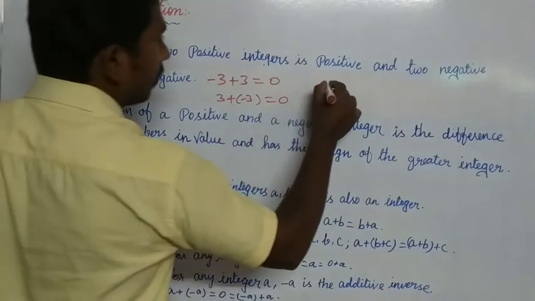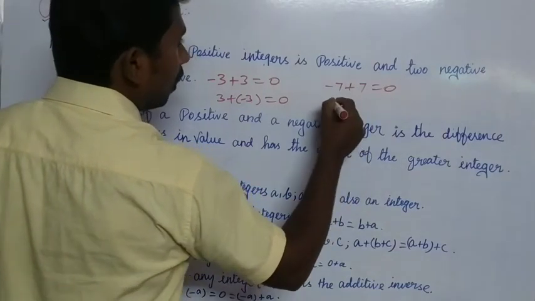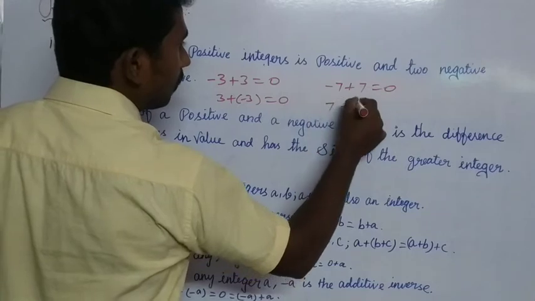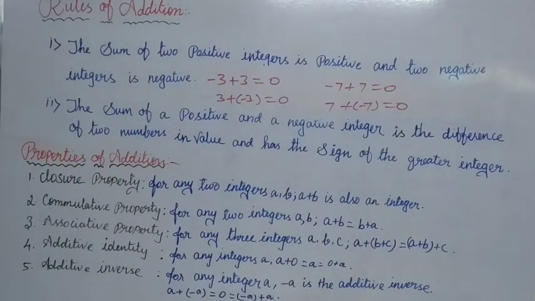For example, minus 7 plus 7 is equal to 0, or plus 7 of minus 7 is equal to 0. Like this. These are examples for additive inverse.